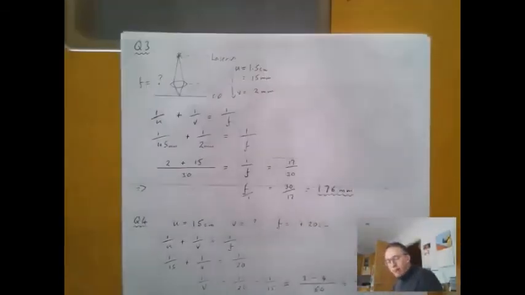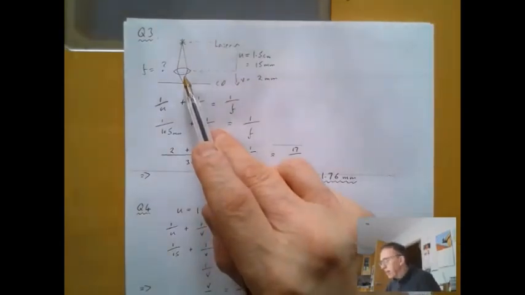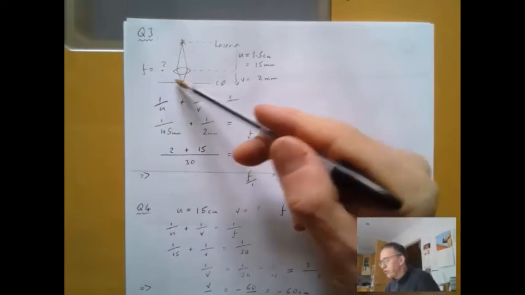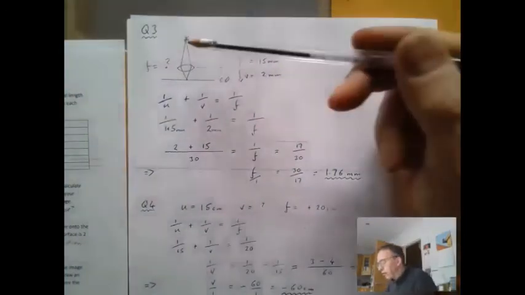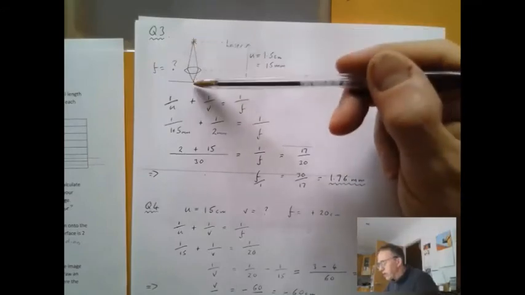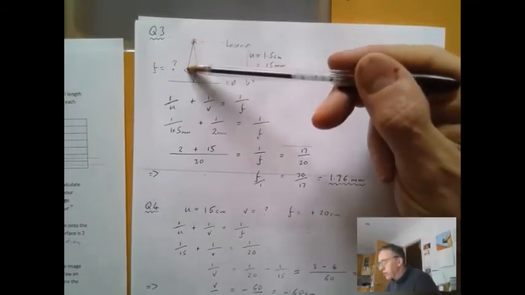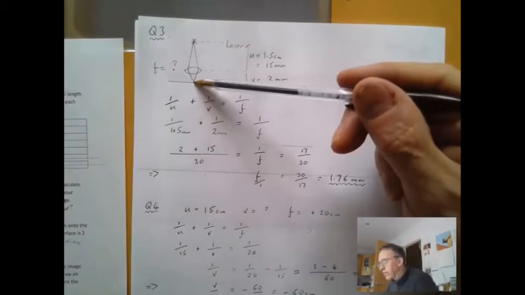Question three is the use of a converging lens in a CD player to focus the laser onto the CD surface so that it can read the CD surface. The hint was to draw a sketch diagram, so I did. Here's the laser, here's the CD, and here's the lens. So the laser light is going to be focused to a point on the CD below.